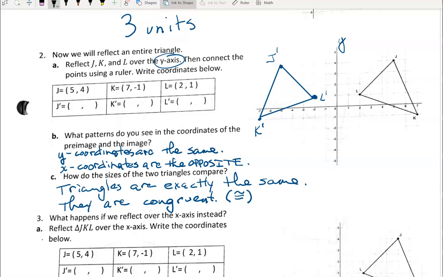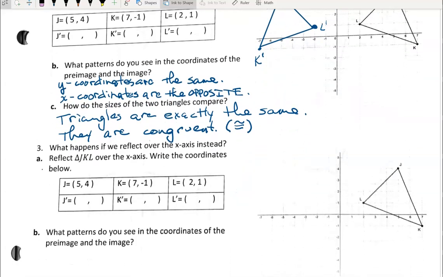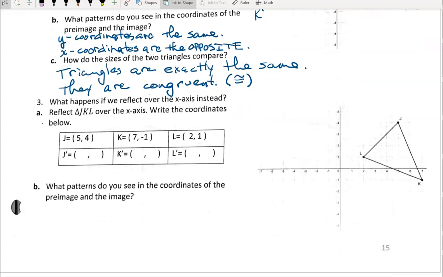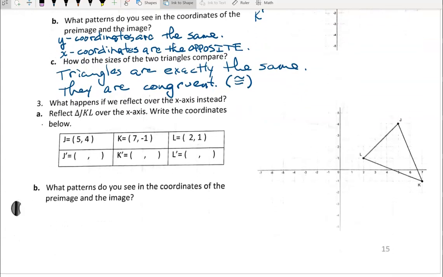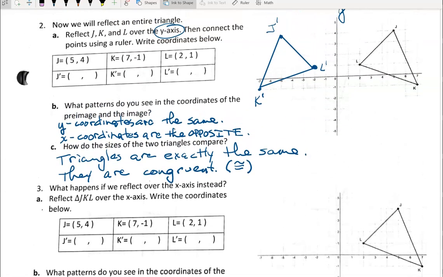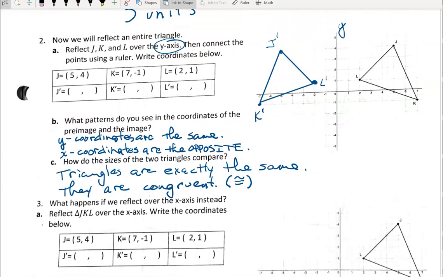All right, moving on to number 3, we're going to start with the same triangle, except this time we're going to reflect it. Oh, we didn't fill in our values up here. All right, let's go back and fill these in so we can really see that the y coordinates are the same and the x coordinates are the opposite. So J prime is going to be negative 5, 4. K prime is negative 7, negative 1. And L prime is negative 2, positive 1. So again, we can see that these are opposites, these are opposites, these are opposites.